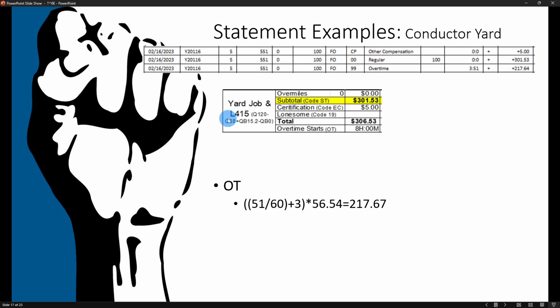Yard conductor. Here we go. February 16th, got rate code 551. That's all you're ever going to see. CPE certification, boom. And the regular rate at 100 miles. Yeah, that matches. Cool.